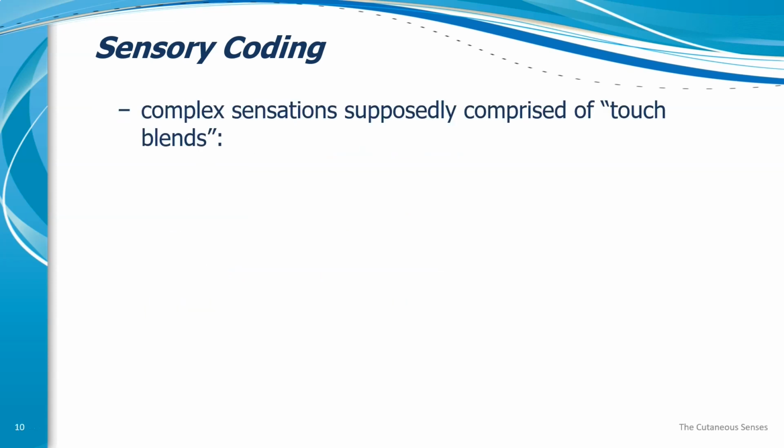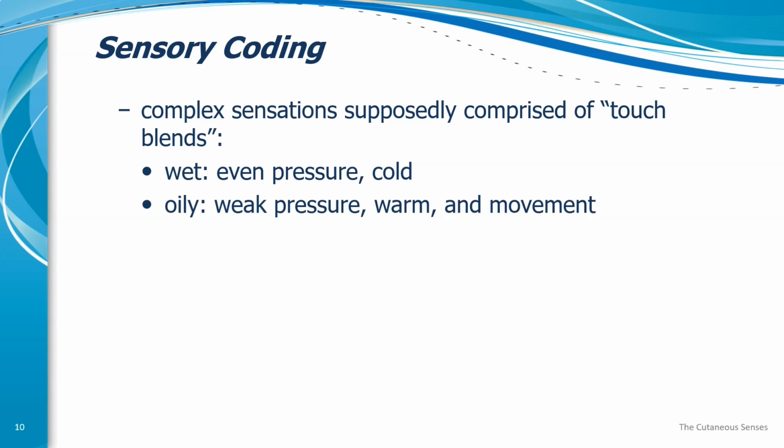Those, according to von Frey, are comprised of touch blends. And what von Frey did, in kind of the great tradition of the 19th century, he stuck his hand into things and then thought to himself, what does that feel like if I try to split it apart in my mind? So putting his hand into water, wetness feels like even pressure and cold. Whereas oily was weak pressure, warm, and then movement. It's very slippery, right? So wet and oily can be broken down into these different components, and this is what makes them different.